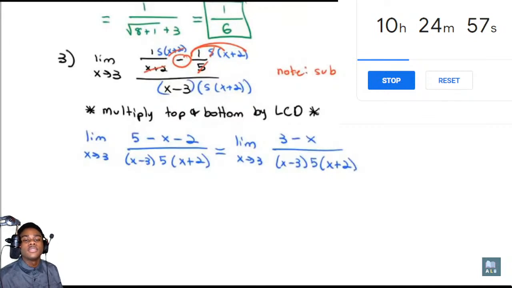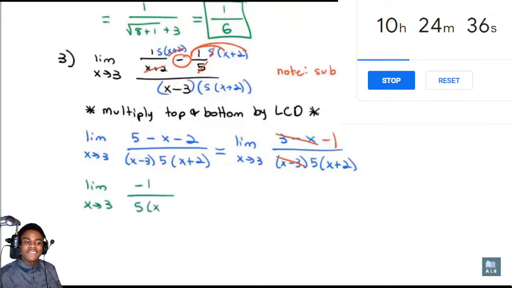We've got our subtraction backwards with the 3 minus x and the x minus 3. But that's okay, because if we remember from pre-calc, those can reduce out if there's a negative 1 left behind. The negative 1 swaps the order of the subtraction. So now we have the limit as x goes to 3 of negative 1 over 5 times x plus 2.